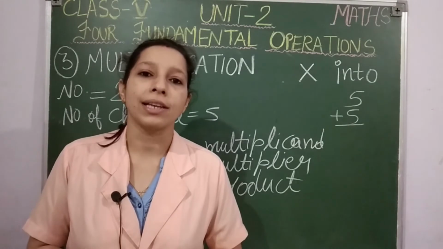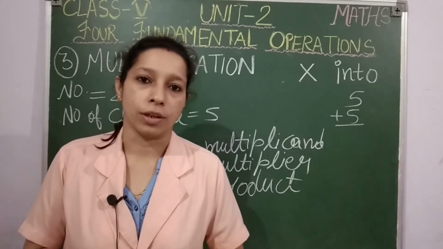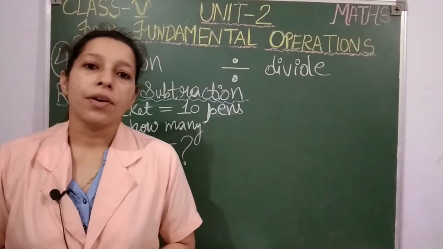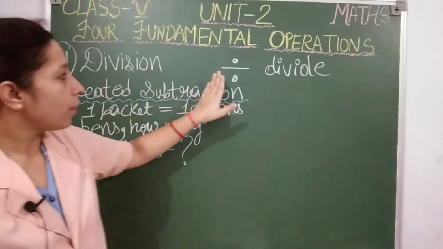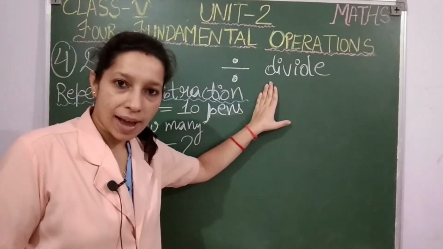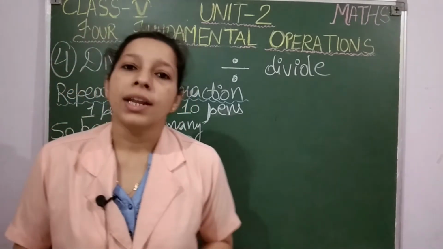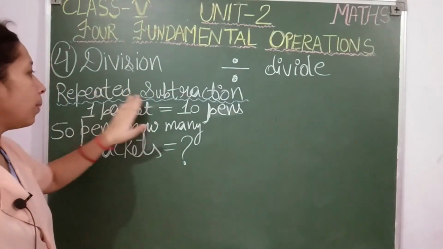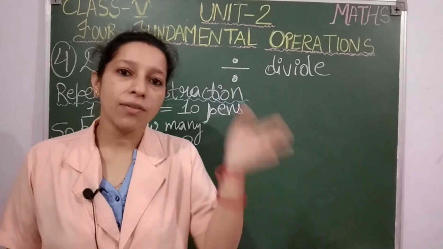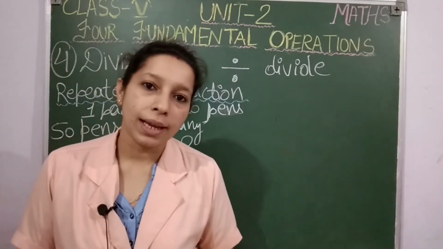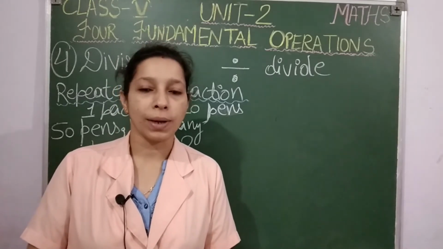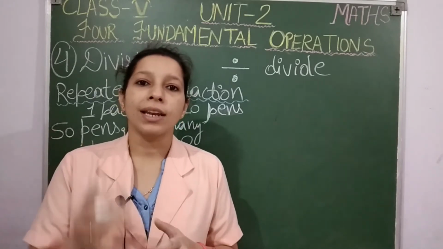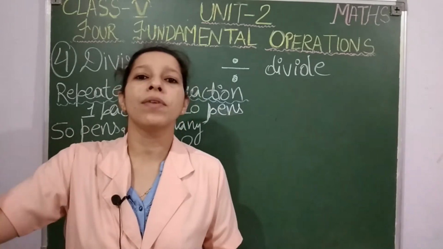Now let us move to our next and last operation, that is division. So students, our fourth operation, division. For division we use this symbol and it is called divide. Clear, students? See, division is also known as repeated subtraction, meaning subtraction which we repeat every time. As I told you multiplication is also known as repeated addition, in the same way division is known as repeated subtraction. First, I will explain what repeated subtraction is, and then we will talk about division.